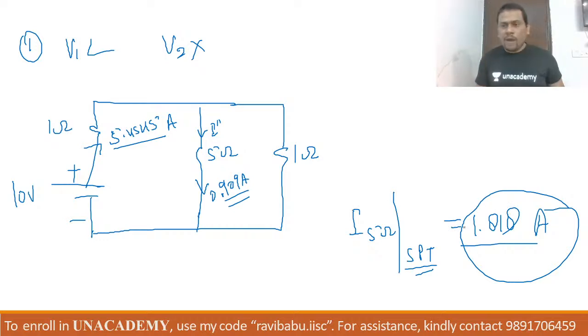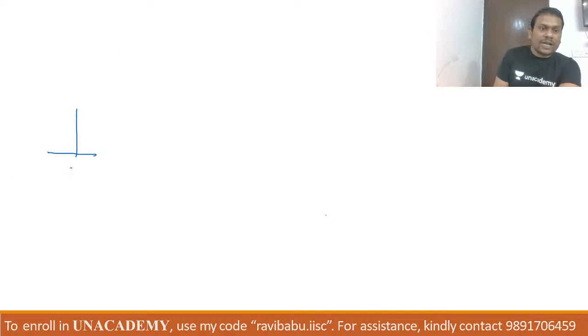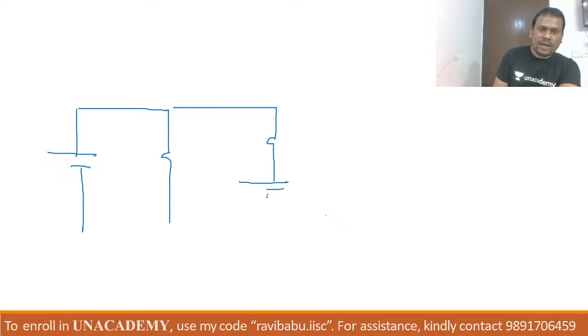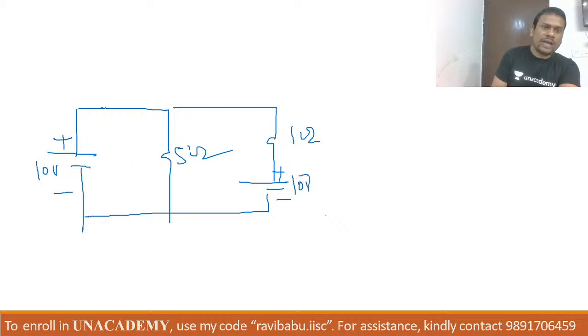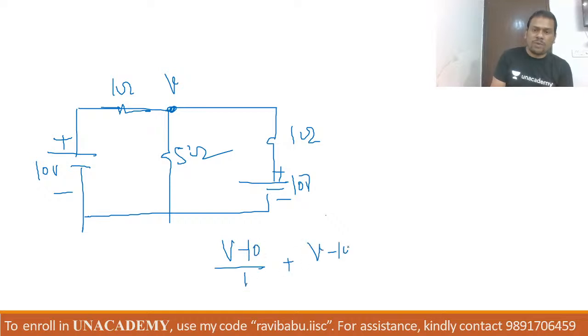Thank you. Now beta, see, this is the thing, and everyone handle this last case and tell me the current due to this. This is 5 ohm, and this is 1 ohm, this is 10 volt, and it is also 10 volt, and this resistance is 1 ohm. Tell me this V. What will be this V? By KCL we can write (V minus 10)/1 plus (V minus 10)/1 plus V/5. Everyone tell me what will be the value of V.